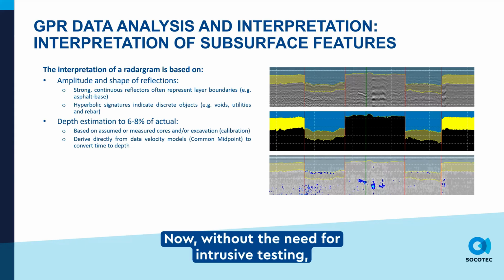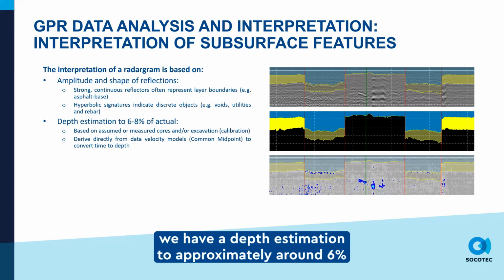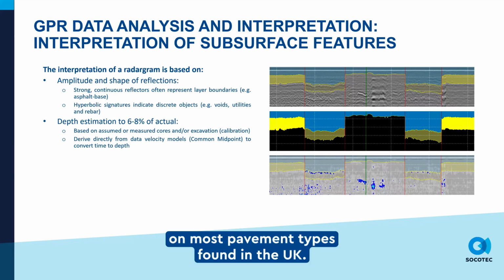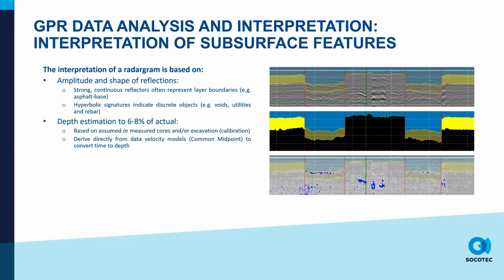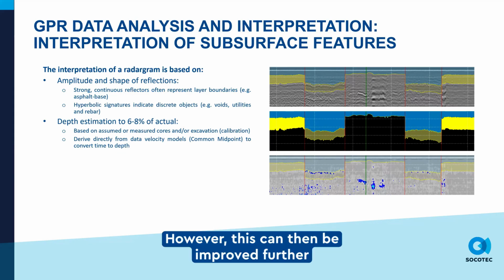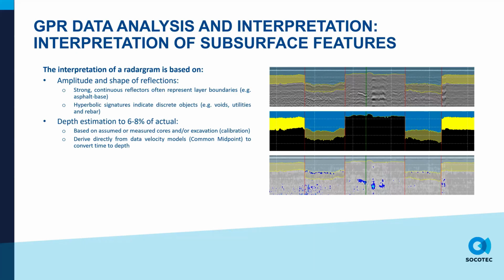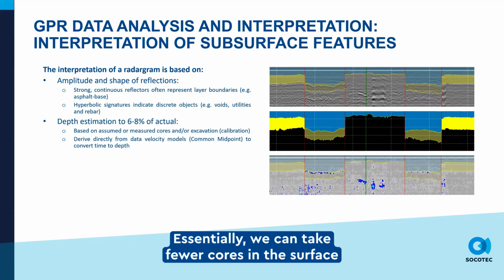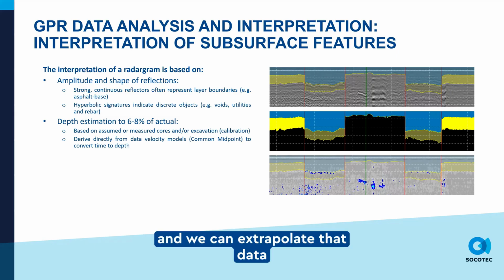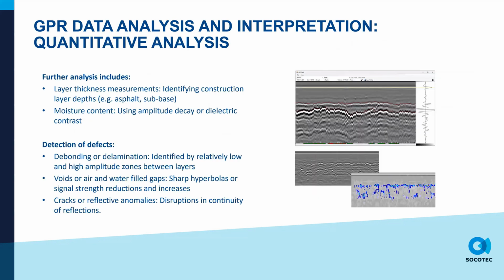Now, without the need for intrusive testing, we have a depth estimation accuracy of approximately 6 to 8% on most pavement types found in the UK. However, this can then be improved further with any pavement cores, excavation records, or velocity modelling techniques such as common midpoint analysis. Essentially, we can take fewer cores in the surface and we can extrapolate that data across a much longer stretch of road.